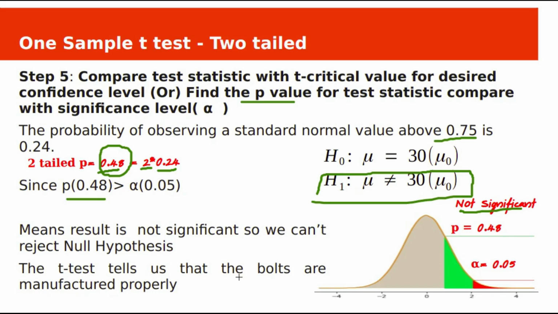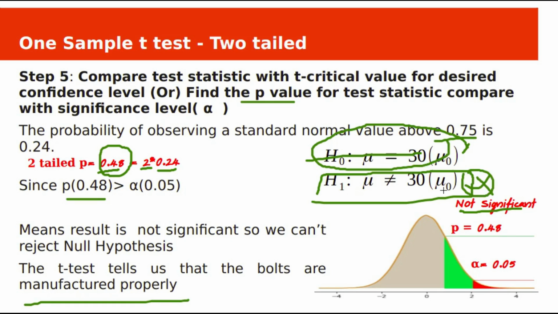The t-test tells us that bolts are manufactured properly. You are unable to reject this, so you have to consider it is not right.